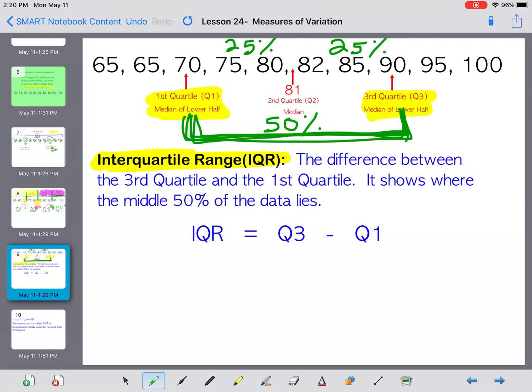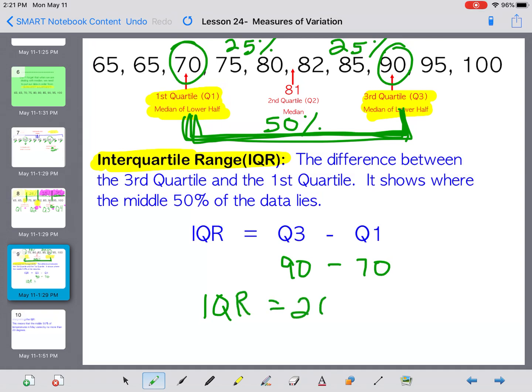data falls. So if I'm figuring out my IQR, I'm going to take my quartile 3 number, which was 90 degrees, and subtract my quartile 1 number, 70 degrees. That means that my interquartile range is 20 degrees.